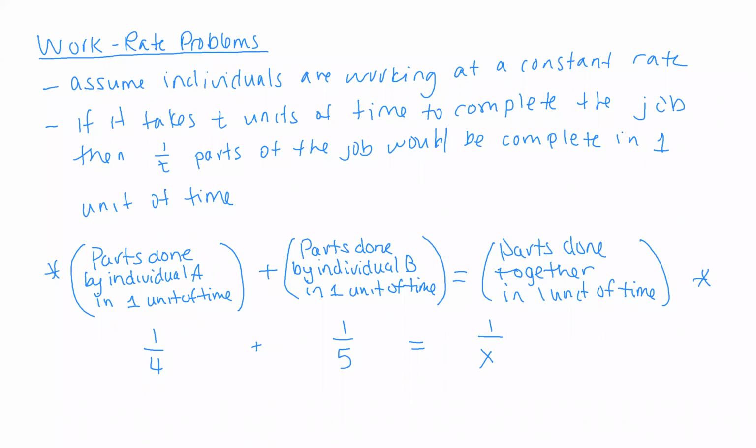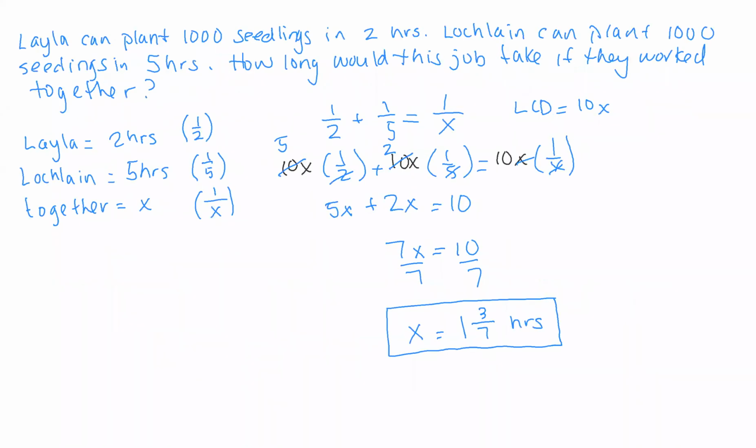So what you do is you're generally going to have 2 machines or 2 people. You figure out the parts done in 1 unit of time by individual A. You add that to the parts done in 1 unit of time by individual B, and you set that equal to the parts done in 1 unit of time if these individuals work together. All right, we looked at a couple of examples where we knew the individual times. We did not know the time working together, so we set up an equation and found that.